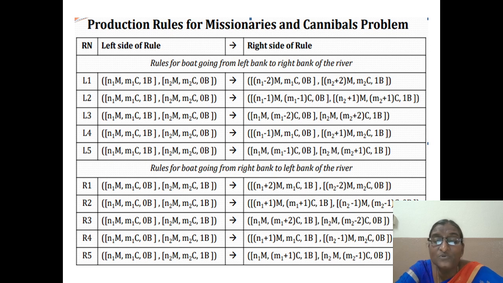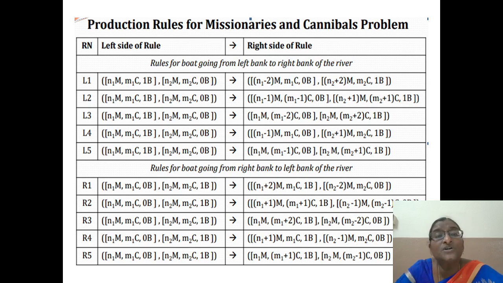And two cannibals are moving from right bank to left bank. 2 is reduced on the right side and 2 is increased on the left side. In the same way, one missionary is only moving from right bank to the left bank. So one is decreased here in the right bank and one is increased at the left bank. And one cannibal is moving from right side to left side. So on the right, one cannibal will be reduced and on the left side, one cannibal will be increased.